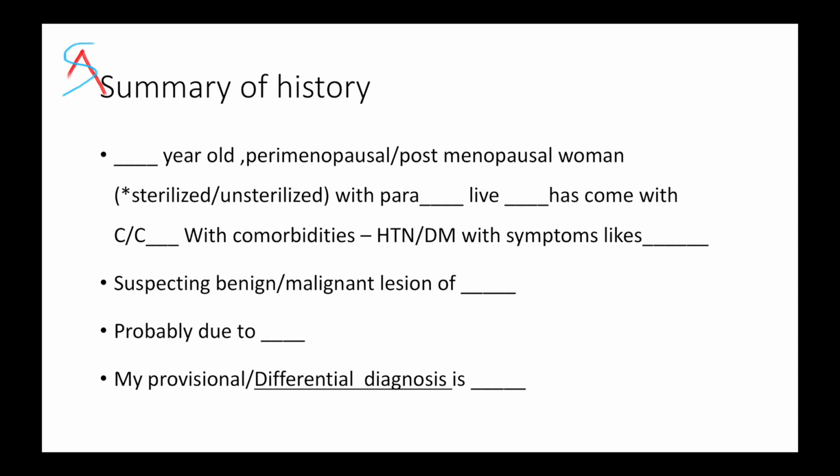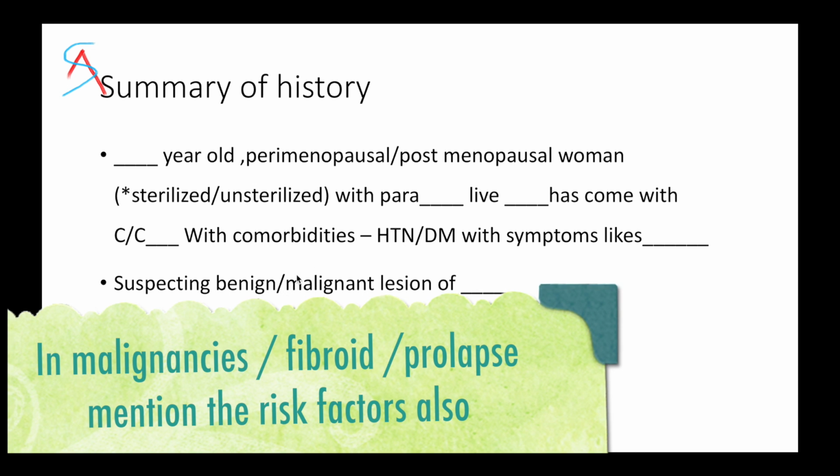So finally you have to summarize your history. You can summarize your history by saying that a 60-year-old post-menopausal woman, sterilized, with para 2, live 2, has come with a chief complaint of mass descending per vaginum, with comorbidity of hypertension. If there is a mass, then you can say I am suspecting a benign lesion or a malignant lesion.